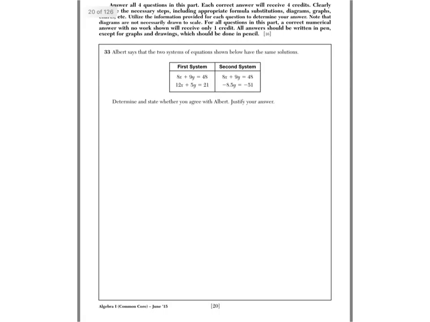June 2015, Part 3. Each question is worth 4 points. Number 33. Albert says that two systems of equations shown below have the same solutions. Determine and state whether you agree with Albert.